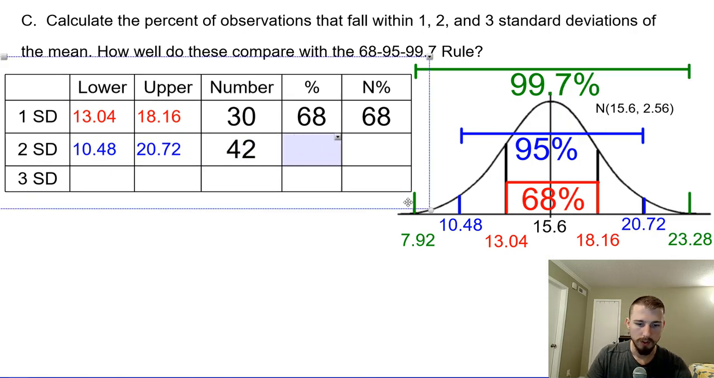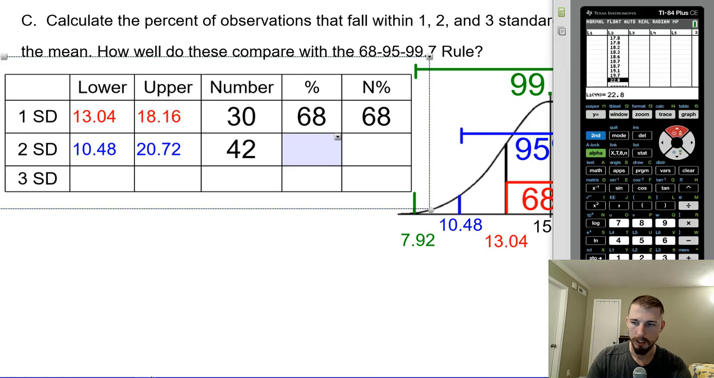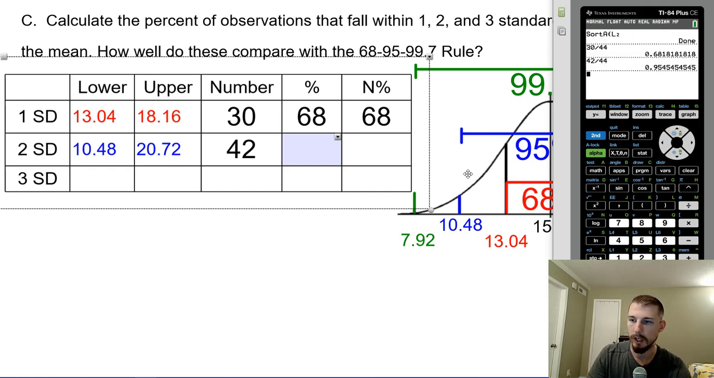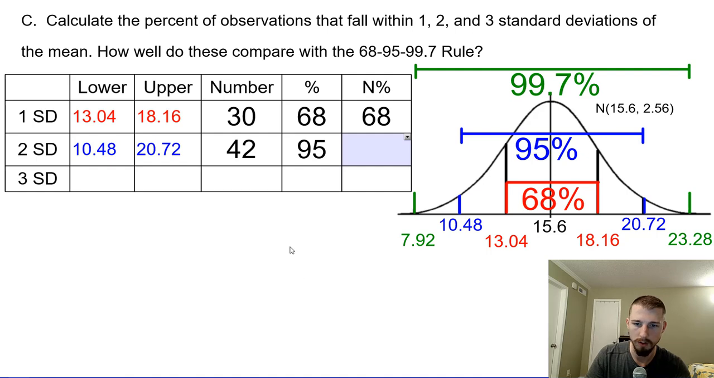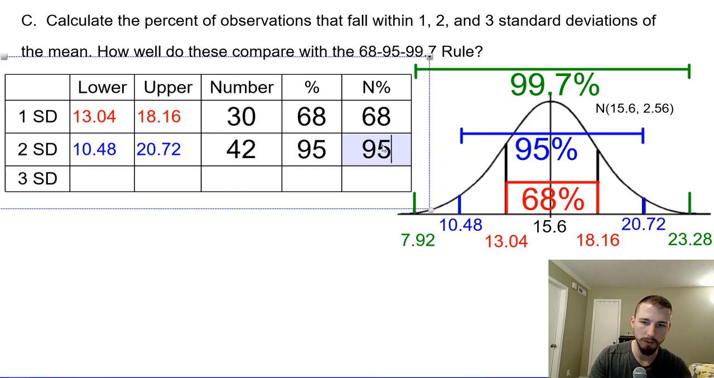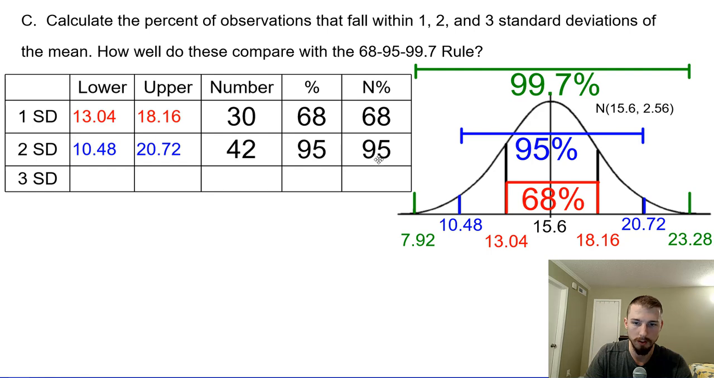And then the percent, I have to divide that out. So I'm going to do second quit to go back to the home screen. 42 divided by 44, which is going to be 95%. No way. It's almost like this data was made up, but I promise this is real data from Australia, land down under. In our normal model, the empirical rule tells us that it should be 95%, and sure enough, it was right on 95.